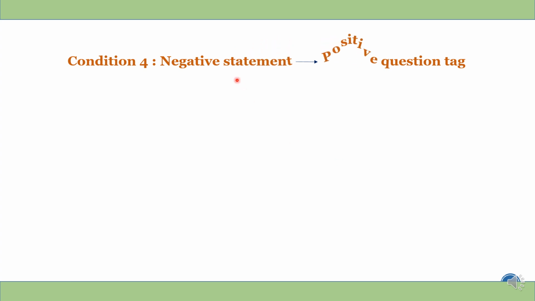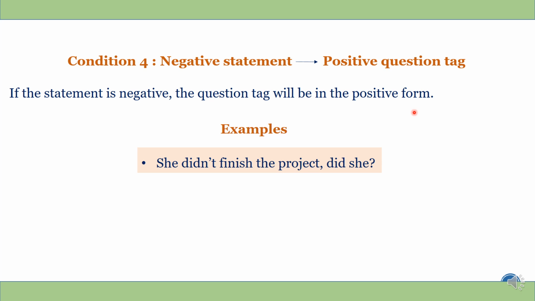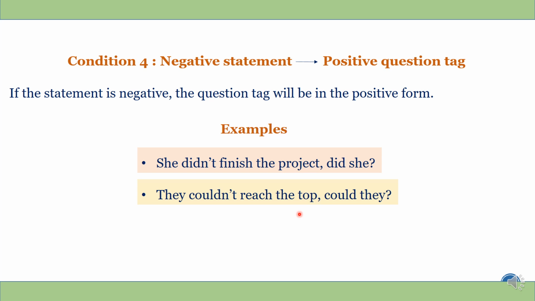Next rule is negative statement, there will be a positive question tag. If the statement is negative, the question tag will be in the positive form. Examples: she didn't finish the project. It's a negative statement. Did she? The question tag is in the positive form. They couldn't reach the top. Negative statement. Could they? Positive question tag. He can't drive. Negative statement. Can he? Positive question tag.